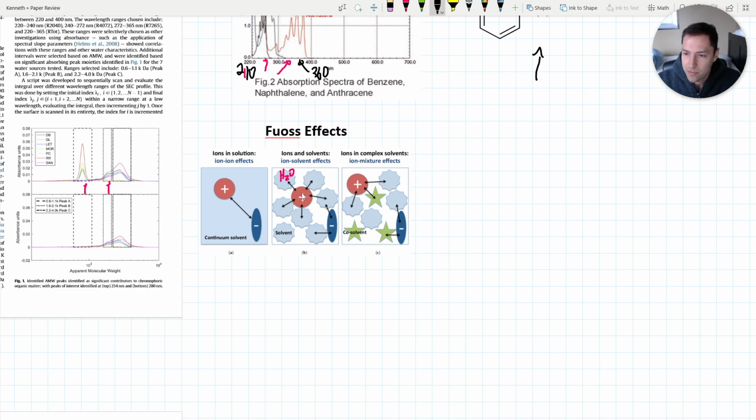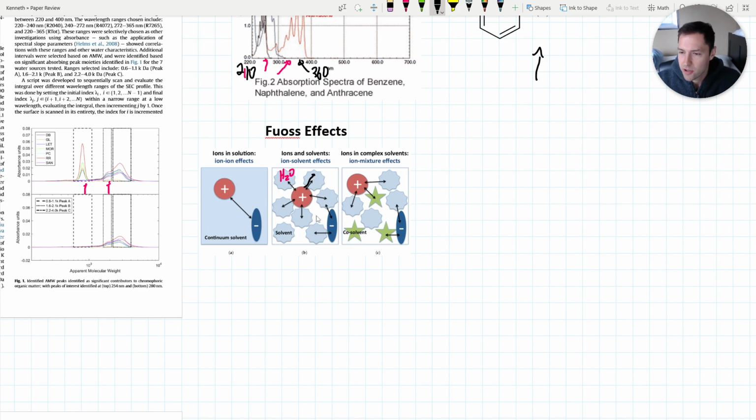So for an example right here, I have something called ion and solvent effects. That just means that we have this positive ion, this could be our humic substance, and we have all these H2O molecules around it, and it's complexed, meaning it's treated almost as if it's a single compound. There's no way you can separate the water from that ion. So it's part of what's called its hydrated radius, which is its radius when it's hydrated with water.